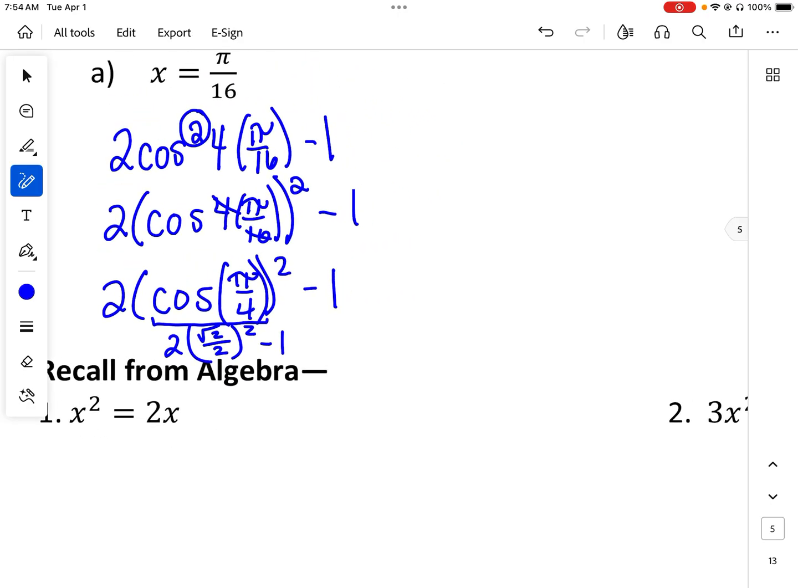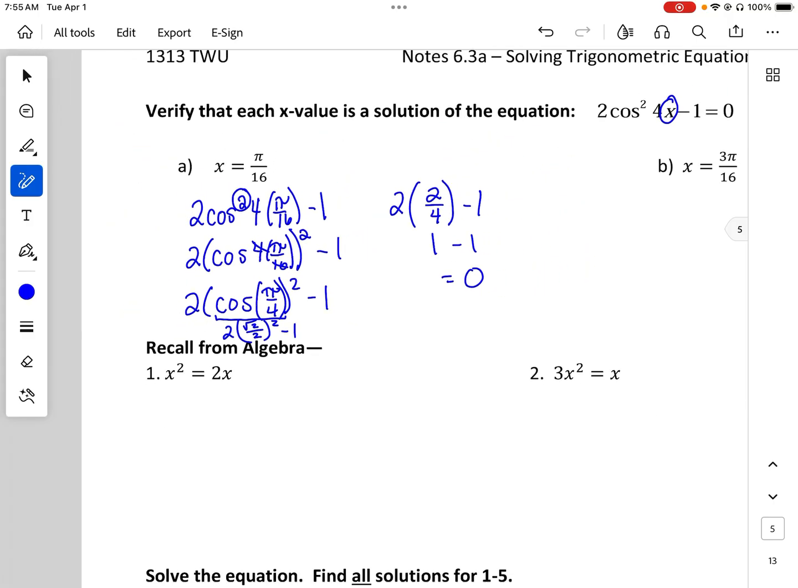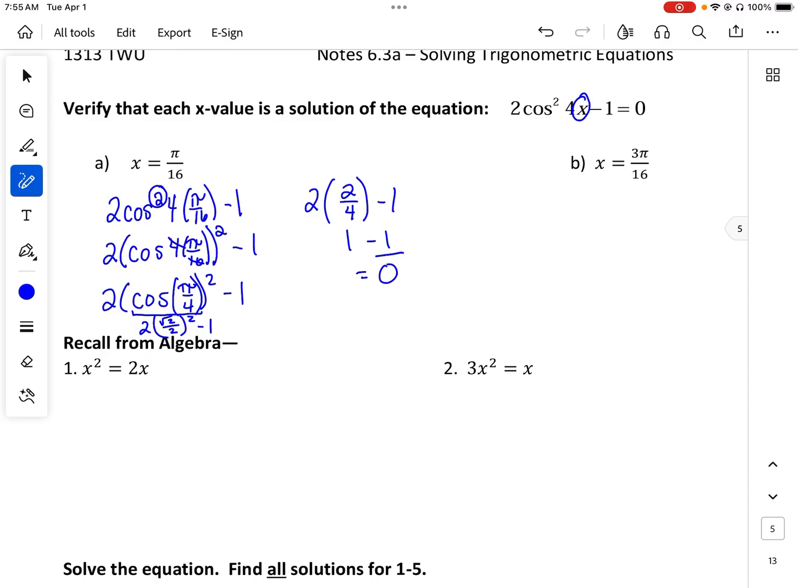All right. So whenever you square that, we're still going to have the 2. So I'm going to come over here: 2. Square root of 2 squared is 2. Then 2 squared is 4, minus 1. Okay. 2 times basically 1/2 is 1. 1 minus 1 equals 0.